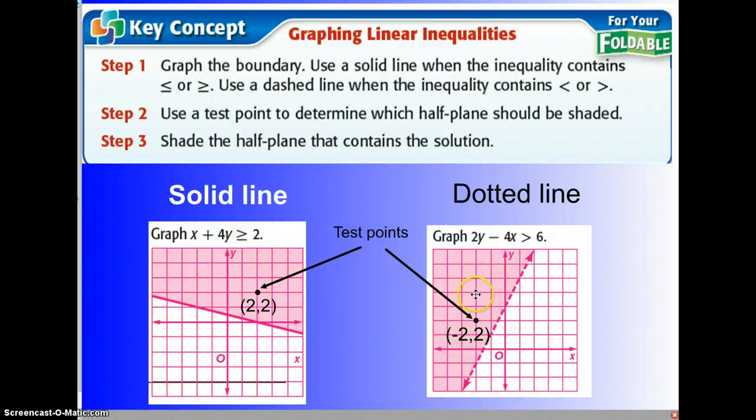Over here I chose a point that's in the shaded region, and I'm trying to see if it will work. I put the negative 2 where the x is, and that would be 4 multiplied by a negative 2, which would get me a negative 8. The 2 is my y, I put that here. 2 multiplied by 2 is 4. I subtract a negative 8, which is like adding, and I get 12, which is greater than 6. So I know that I shaded the correct side. You always shade where the solutions work.